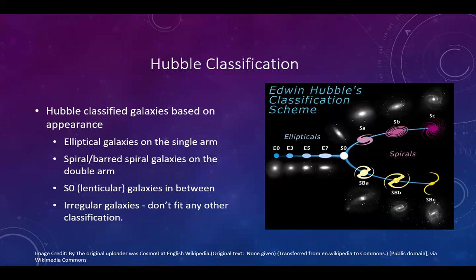So Hubble classified galaxies based on their appearance. He made this tuning fork structure that he thought had something to do with the evolution of galaxies, but to our best current understanding, it does not. It's just a convenient way to organize galaxy types. Elliptical galaxies were on the single arm, and spiral and barred spiral galaxies on the double arm, with lenticular galaxies in between. Lenticular galaxies are sort of in between elliptical and spiral. They don't have arms, but they are flat and disc shaped. But otherwise, they're a lot like elliptical, so it's sort of in between. Irregular galaxies don't fit any other classification, so are just sort of not on the tuning fork.